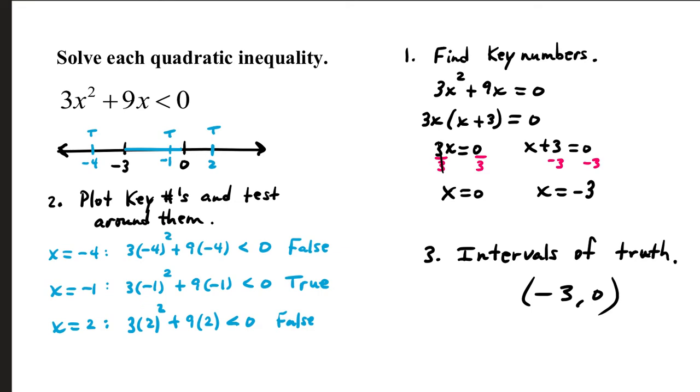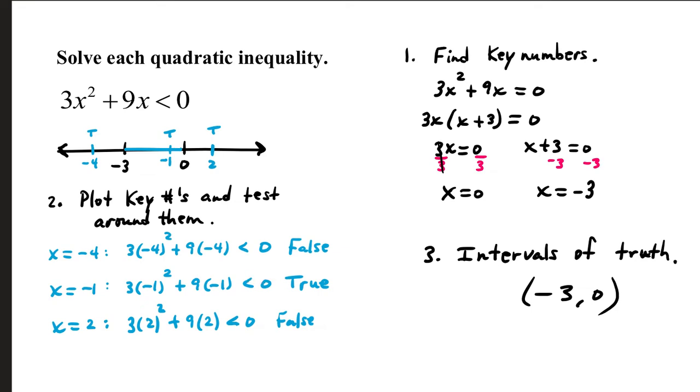Next, pick a test number between your key numbers. I just chose negative 1. Substitute in negative 1 into your problem. 3 times negative 1 squared plus 9 times negative 1, that is negative, that's true.